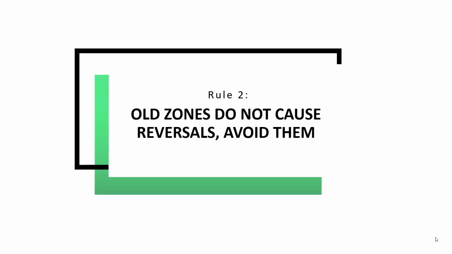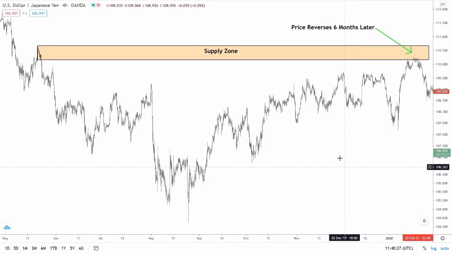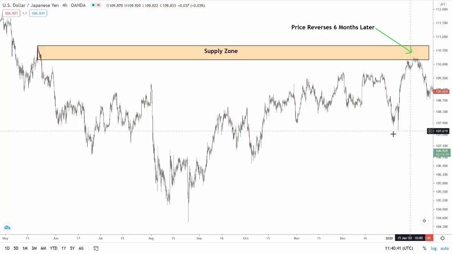Here's an old supply zone on USD Japan. As you can see, price reverses from this zone, even though it's taken 6 months, an eternity in market terms, to actually return. Now, most supply and demand teachers would point to this as confirming old zones can cause reversals, because on the face of it, the zone is what caused price to turn and reverse here.